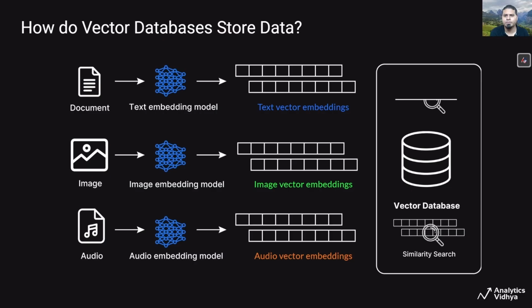So how do vector databases store data? Typically, any kind of unstructured data like documents, images, audio, video, you pass it through a relevant embedding model, which has already been trained on a large amount of similar data. It will convert the data into an embedding, which is basically a vector of numbers, and then that is stored in the vector database so that in the future you can do similarity search and find out similar documents, images, audio, video related to your question.